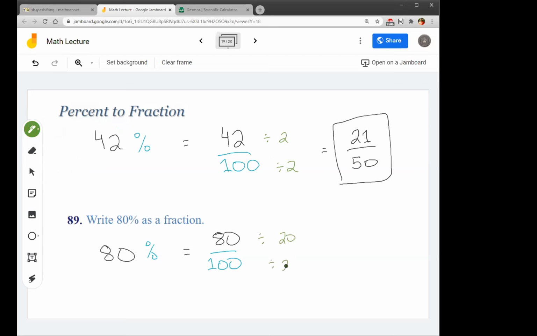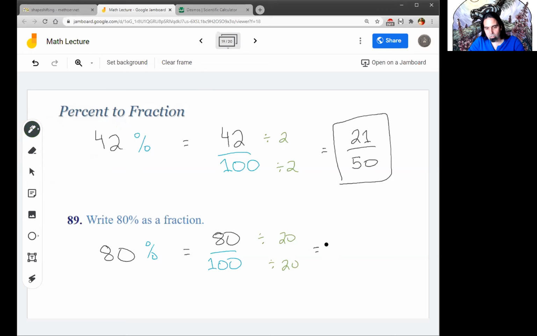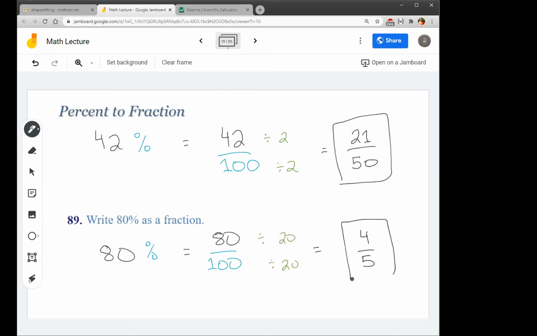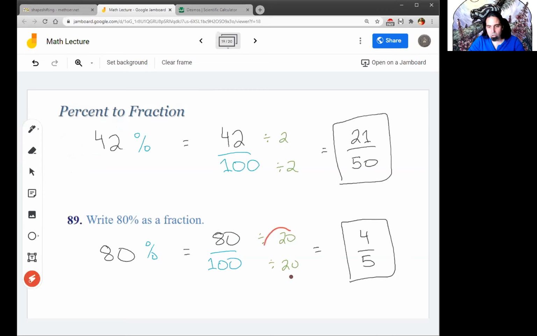So if you did 4, you just have to keep going a few more steps. Nothing wrong with it at all. It'd be 4/5. So if you didn't do 20, then just keep going until you get to 4/5. You'll get the same answer. But I'm going to run out of space if I try that.